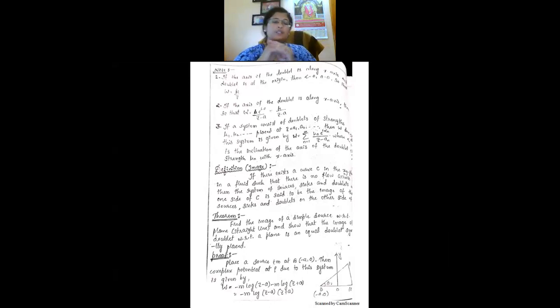Okay, so first we will see what we mean by image. If there exists a curve, consider any shape of the curve C on the xy plane in a fluid such that there is no flow across it. So whatever curve you are taking, on that curve there should not be any flow. The curve should be stationary and maintained at a constant level such that there is no flow across it. The system of sources, sinks and doublets on one side of the curve is said to be the image of the sources, sinks and doublets on the other side of the curve. Okay, so one curve is there.